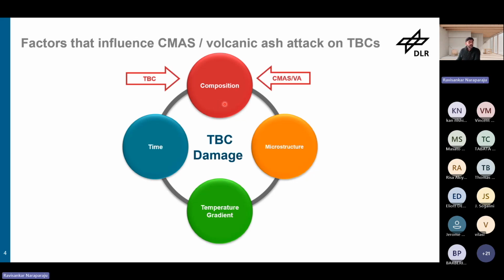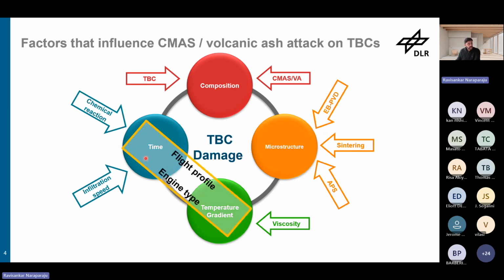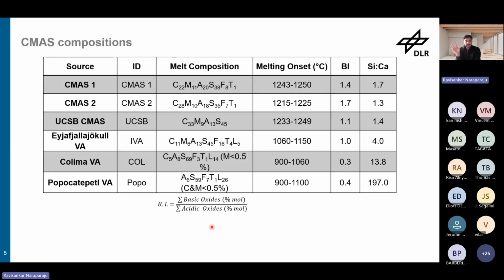Based on all our experience from a lot of experiments, we figured out that TBC damage is basically controlled by the composition of the TBC and the composition of CMAS or volcanic ash. Microstructure may have a huge influence, because in the engine some parts are coated with the APS technique and some parts with EB-PVD. These are all ceramic coatings, and with respect to time they sinter a lot. It also depends upon the temperature gradient, which defines the viscosity of CMAS, and time. So basically it's a chemical reaction, and infiltration speed is controlled by time. But most of the things are controlled by flight profile or engine type, so it depends upon that.